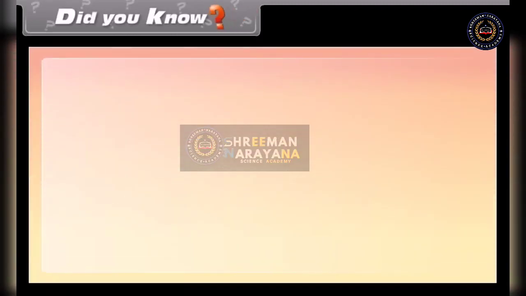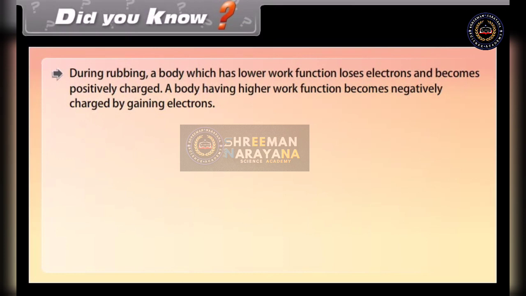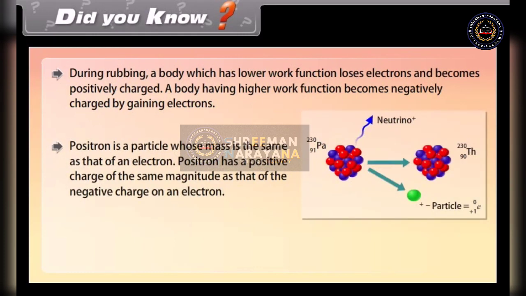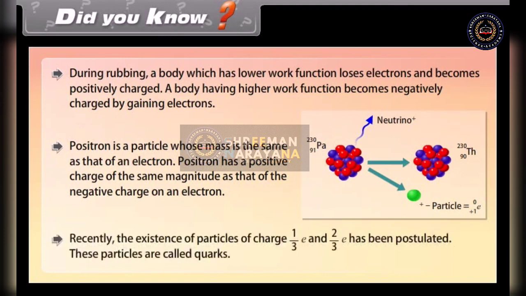Did you know? During rubbing, a body which has lower work function loses electrons and becomes positively charged. A body having higher work function becomes negatively charged by gaining electrons. Positron is a particle whose mass is the same as that of an electron. Positron has a positive charge of the same magnitude as that of the negative charge on an electron. Recently, the existence of particles of charge 1 upon 3e and 2 upon 3e has been postulated. These particles are called quarks.